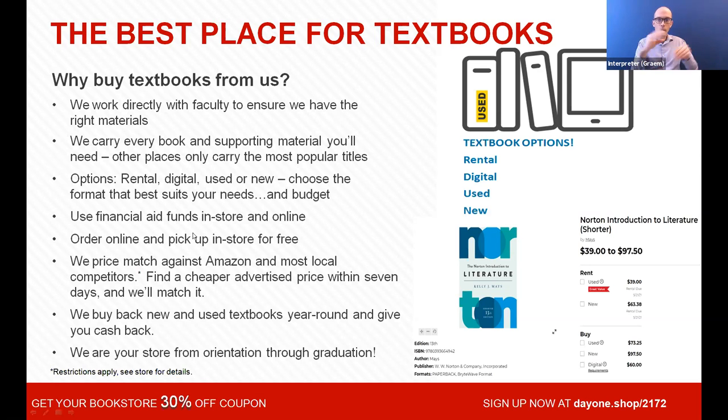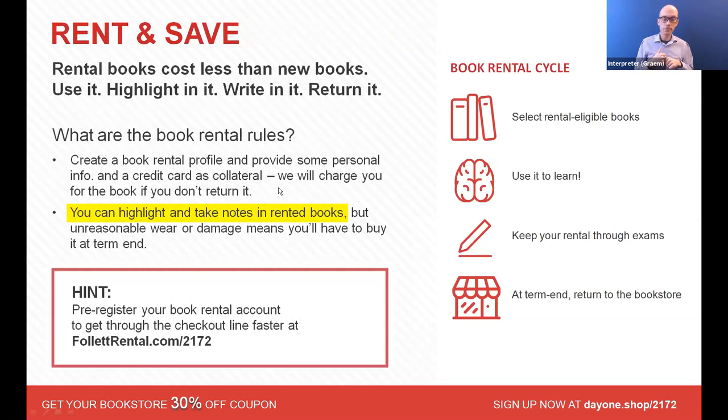Moving right along. Rent and save. Obviously, the rental is a good deal. It's probably the cheapest way to do your books. And the best part is you can treat them exactly like regular books, not to worry. So all you do with rental books is when you come in, you head up to the register, or you can buy them online as rentals. We'll get your personal information, email, phone number, and you'll have to use some collateral, a credit card that we just hold.